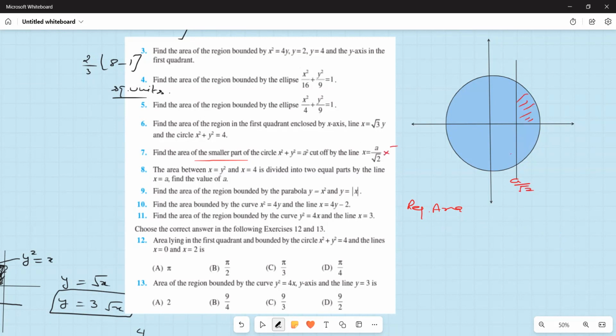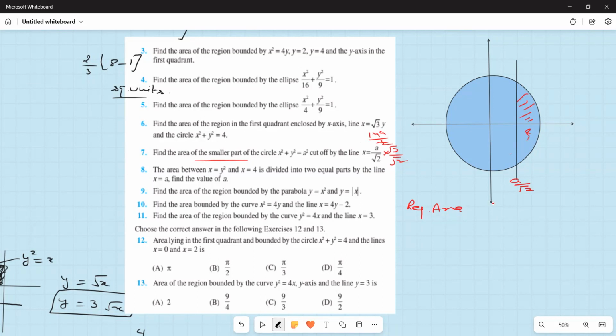What did we do? We did rationalization, then put the value of root 2, that is 1.4, a by 2. So 1.4 divided by 2 gives you 0.7. So this side is 0.7. So smaller side is 0.3, which is this, right? So we are finding this area.